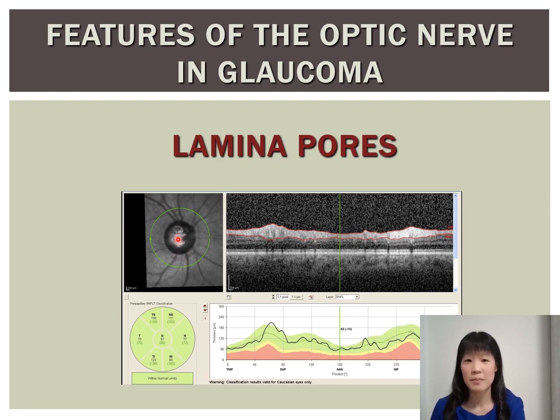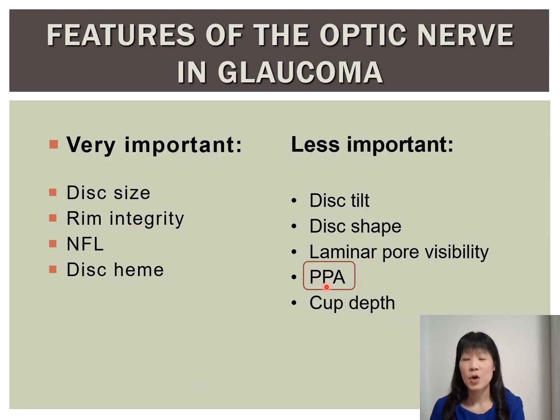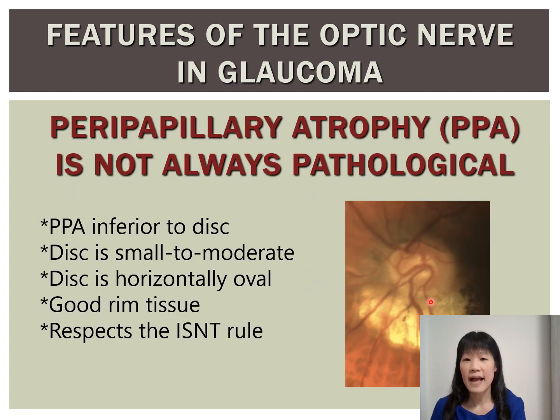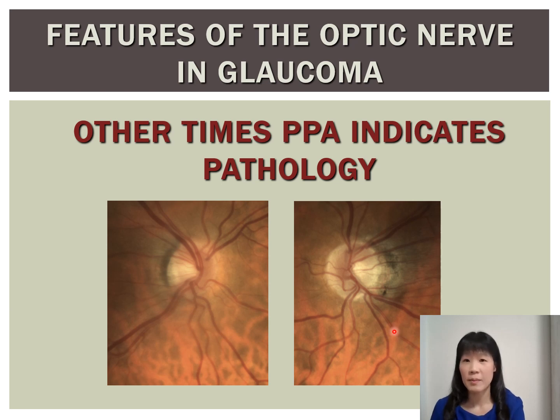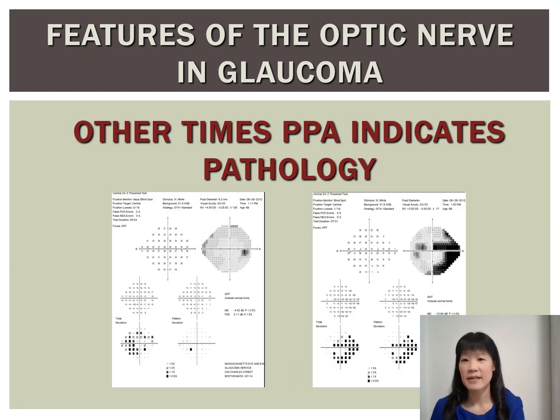Here on OCT, you can see the black little laminar pores on the picture here. So peripapillary atrophy, I wouldn't spend too much time on in the clinic if you're busy, because peripapillary atrophy can be seen in normal and glaucoma patients, although it's very important to realize that the area of peripapillary atrophy can increase with worsening glaucoma. But again, not something that you need to focus on in the glaucoma clinic, because normal people have peripapillary atrophy. So sometimes peripapillary atrophy is normal, sometimes it's pathologic. Here you can see in this case that peripapillary atrophy was associated with glaucoma.